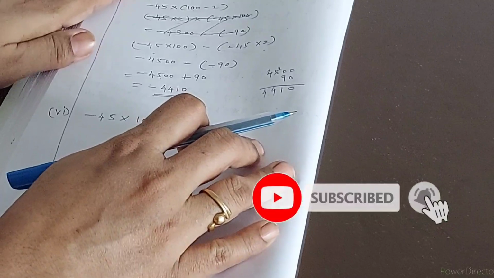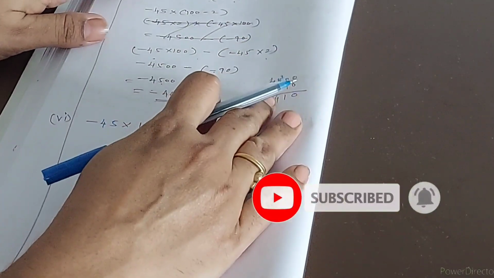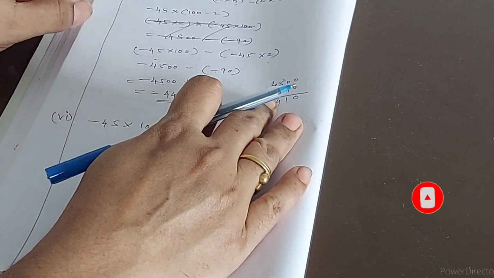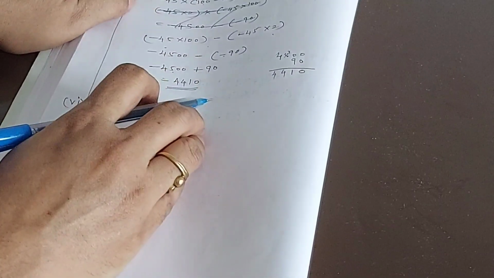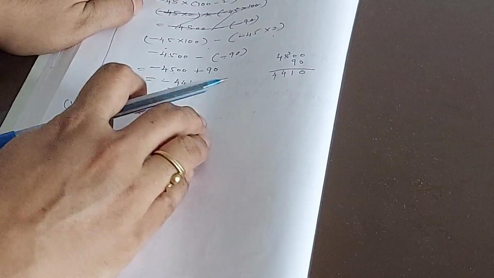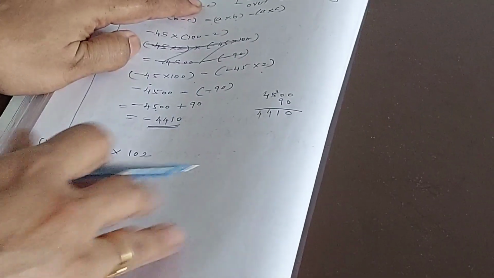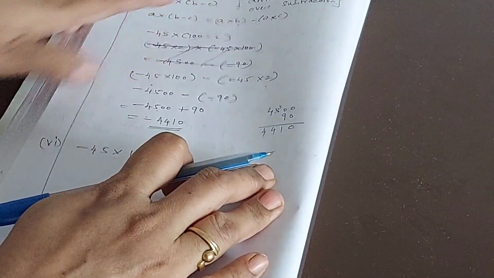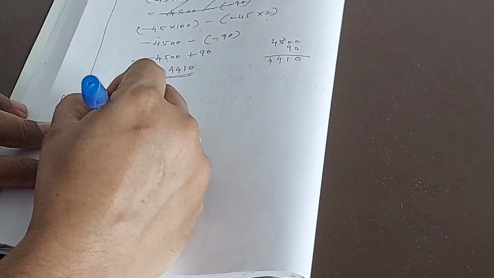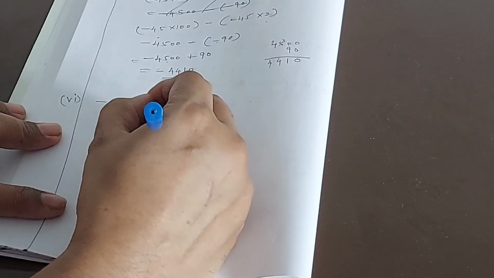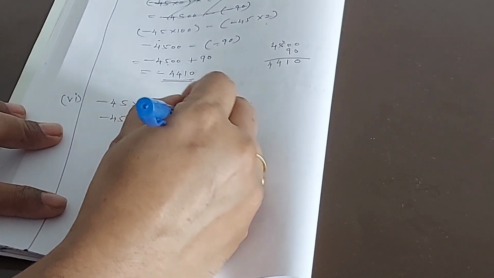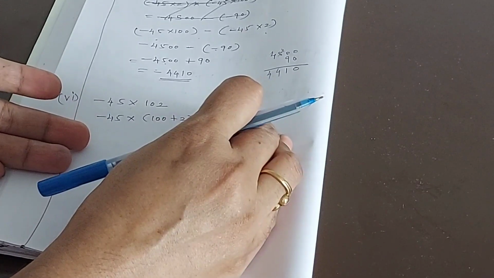See, in the previous problem we did the sum using the distributive property over subtraction. Here, in the previous problem they had given 98, so we took the number as 100 minus 2. Here, see, minus 45 into 102, they have given us 102. So we can write this as 100 plus 2, right, to use the property here.